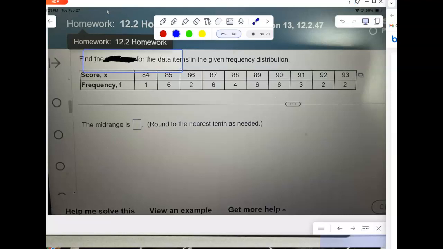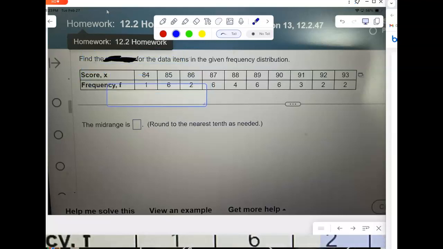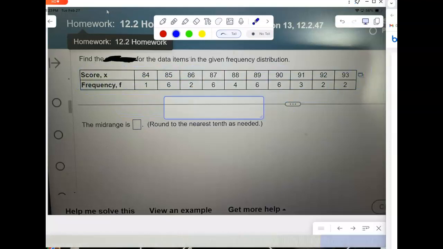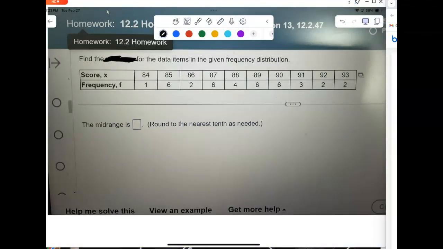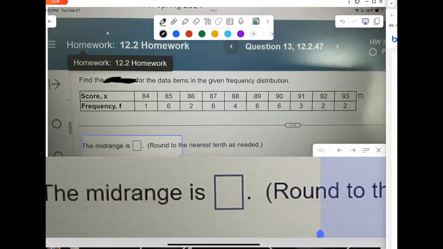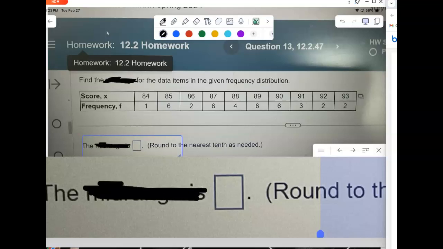Alright, welcome back. In this problem we are given a frequency distribution. We're given scores ranging from 84 up to 93, and we're asked to find our different averages. This particular problem just wanted the mid-range, but we're going to be dealing with all of our different averages.